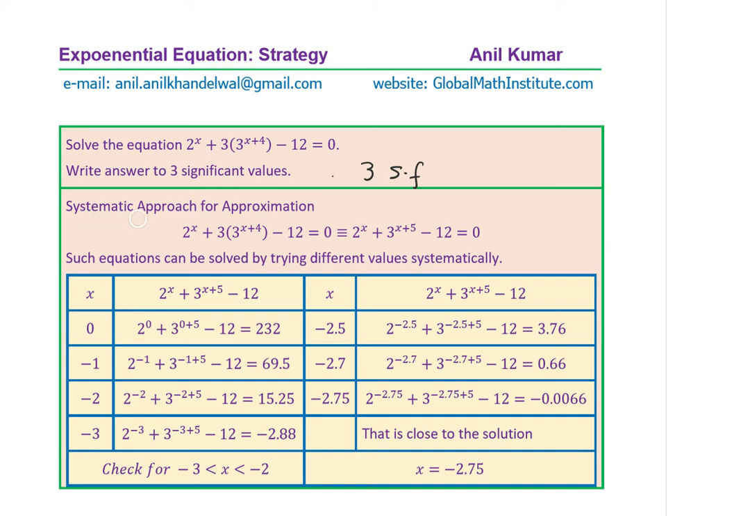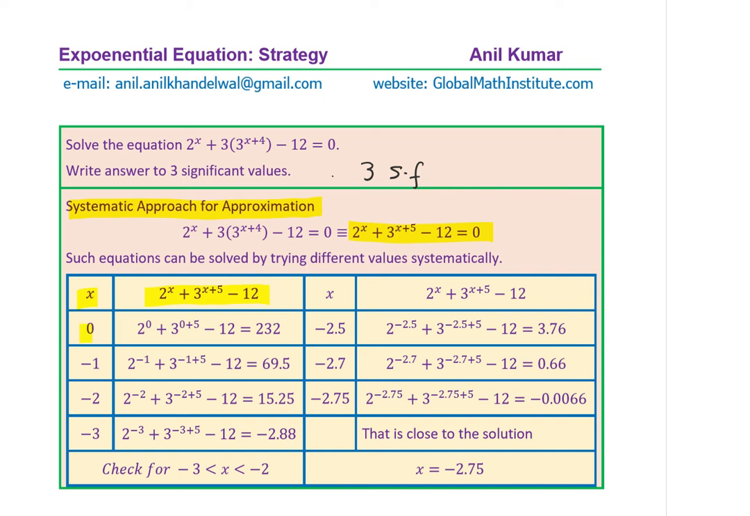Now, the systematic approach which I have discussed with you will be followed. That is to say, we'll try to find a value which gives us a positive value for the function and another value which is negative. Then somewhere midway between them we'll try, and keep trying. So that is the whole concept. First things first, we have rewritten the equation in the form of 2 to the power of x plus 3 to the power of x plus 5 minus 12 equals 0. So let's make a table with x values and then calculate the value of 2 to the power of x plus 3 to the power of x plus 5 minus 12.